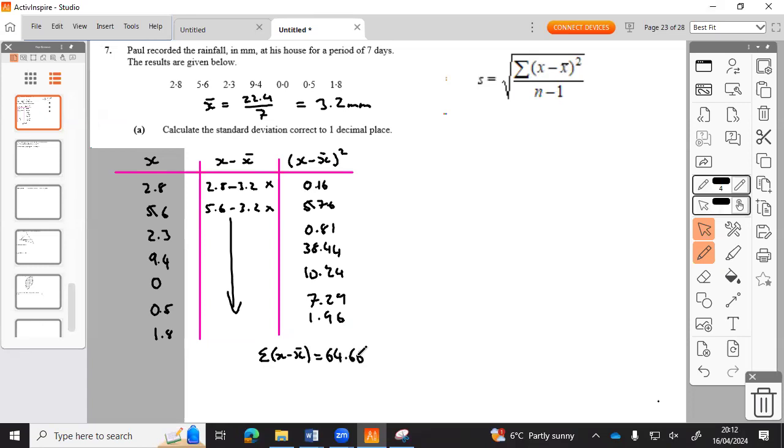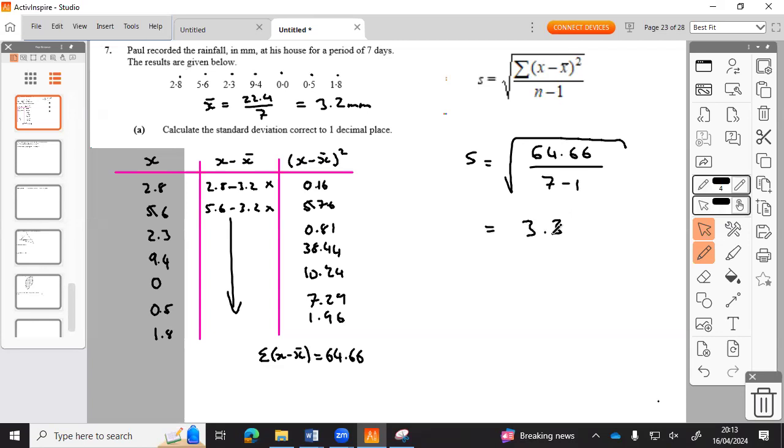Now that value we use in this formula. We just substitute that right into that formula. That formula is given in the formula sheet. So we're just taking that 64.66 and putting it right in there. That's all we're doing there. N minus 1, n is just the number that we're given. So 1, 2, 3, 4, 5, 6, 7. 7 minus 1. And then we're solving that, and that is our standard deviation.